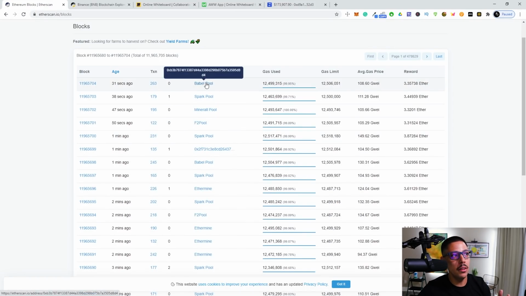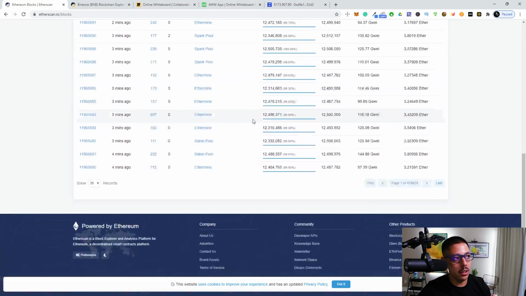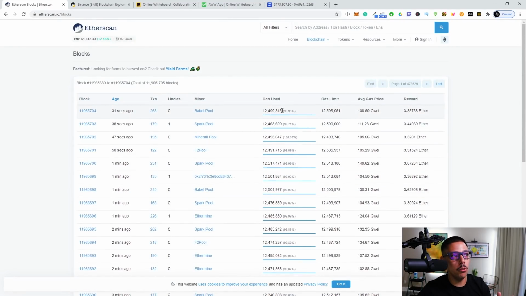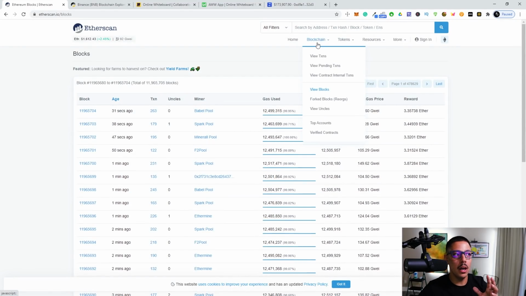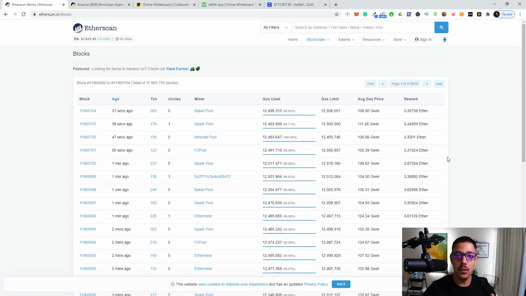As you can see, they mined this block. The last block was mined by them 31 seconds ago, right? You can literally see all the details on exactly what pool is mining what. Now, again, the reason why this is important is because it's a consensus mechanism. It's proof of work right now. They're moving to proof of stake.